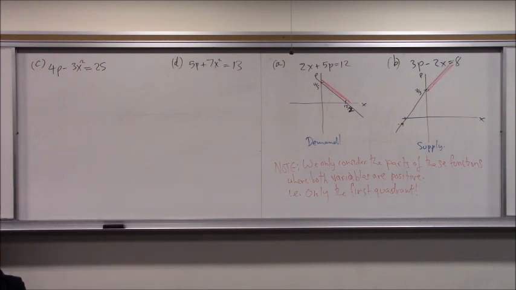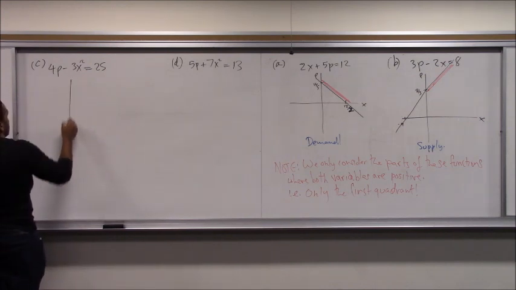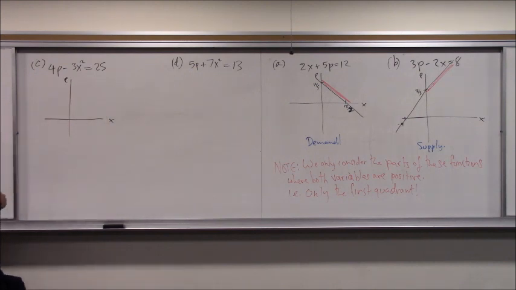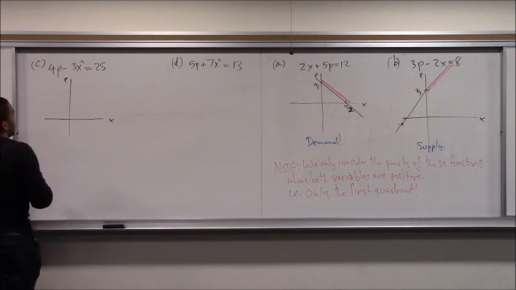Supply. For this one? Yeah. Okay. What would the curve look like? I put X over here and P over here. It'll be increasing. So the y-intercept will be 25 over 4, positive. Right, so this one, yes, the y-intercept would be 25 over 4.